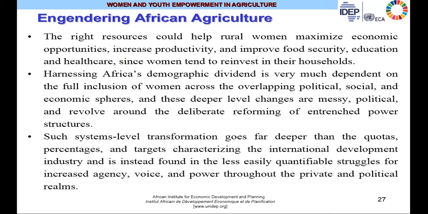Harnessing Africa's demographic is very much dependent on the full inclusion of women across the overlapping political, social, and economic spheres. And these deeper level changes are messy, political, and revolve around the deliberate reforming of entrenched power structures. Such systems level transformation goes far deeper than the quotas, percentages, and targets characterizing the international development industry, and it's instead found in the less quantifiable struggles for increased agency, women's voice, and power throughout the private and political realms.